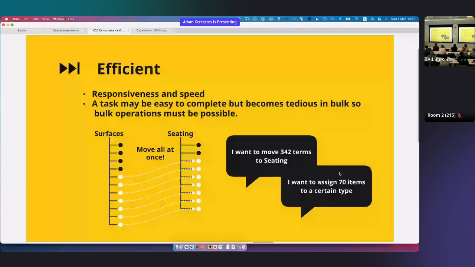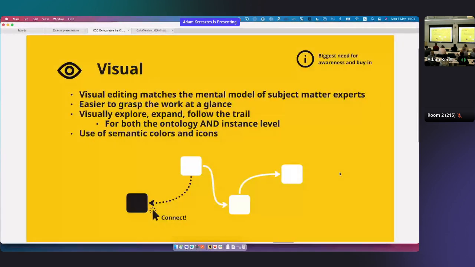So efficiency has come up a lot in our experience in the last 2 years. And then we have the visual aspect. The tools need to be visual. And this is, again, repeating myself here, but it is about the mental model of the subject matter experts. And going back to how do you communicate, how do you visualize something to someone who doesn't know your domain?